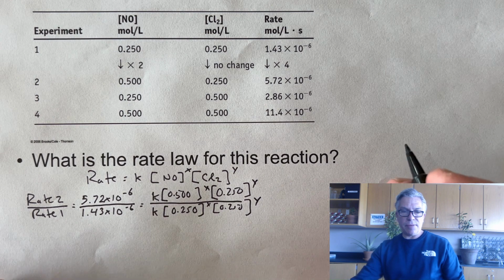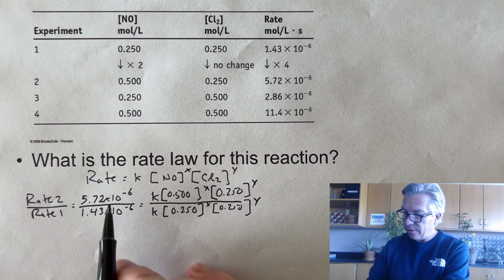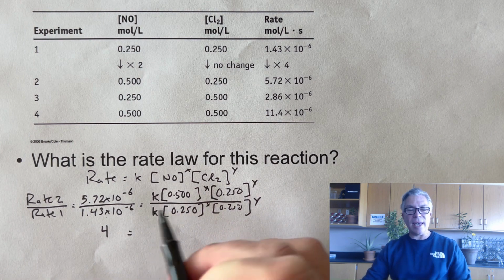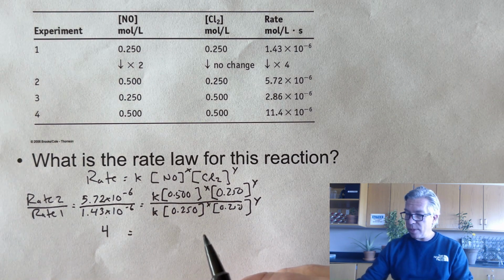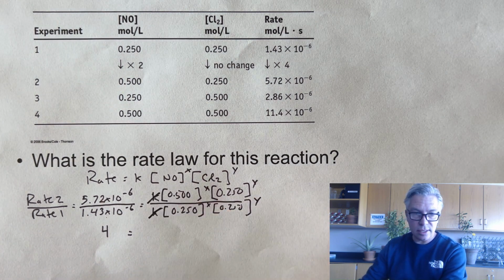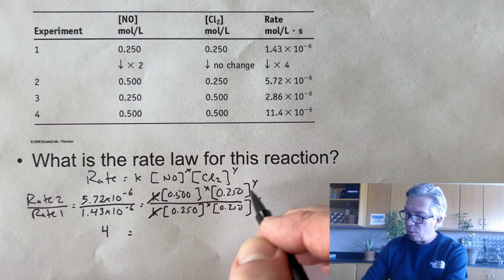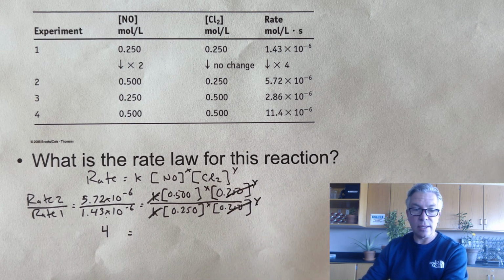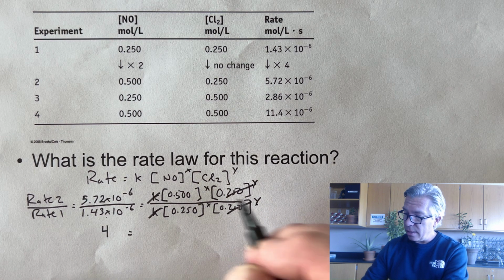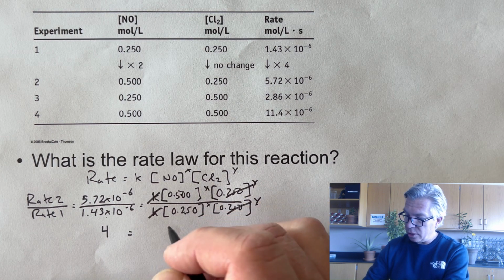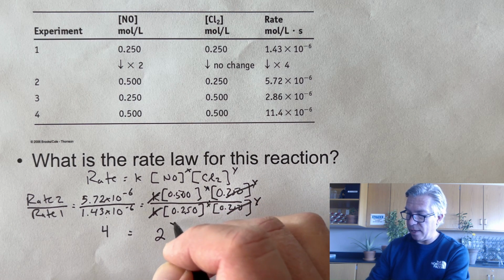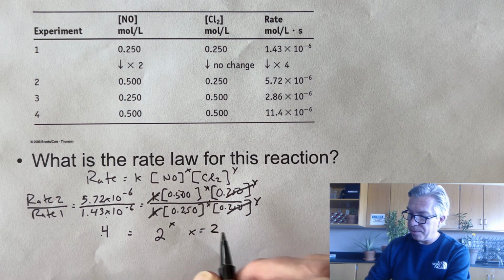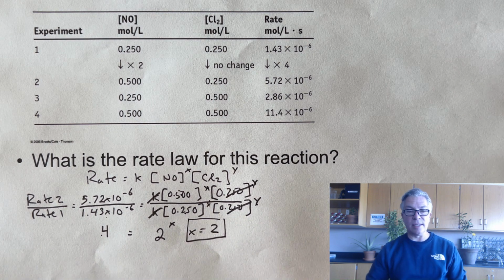And then what we want to do is simplify it just a little bit. This divided by this, we've been told, is already a 4. K over K. Now, I don't know what K is at this point, but I do know that whatever it is, it's a constant, so it's going to cancel. And I don't know what Y is at this point, but whatever it is, that raised to the Y on top and bottom is going to cancel as well. That leaves 0.5 over 0.25, which is 2, raised to the X. So 4 equals 2 to the X. X must be a 2, and so it must be a second order reaction.